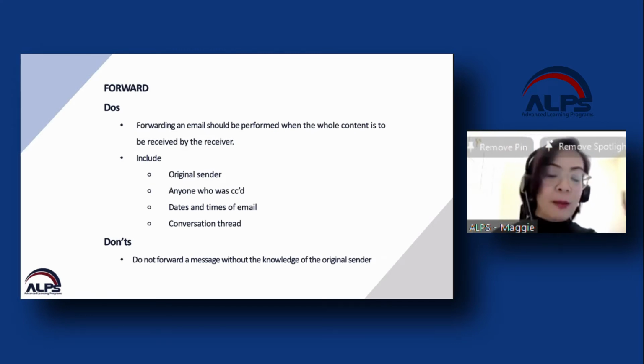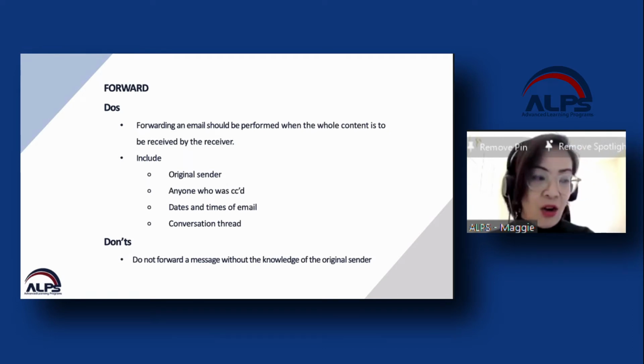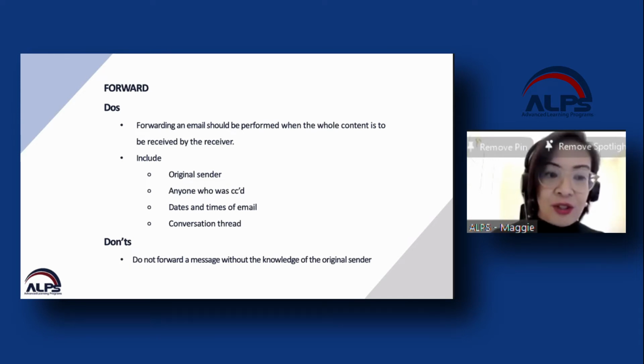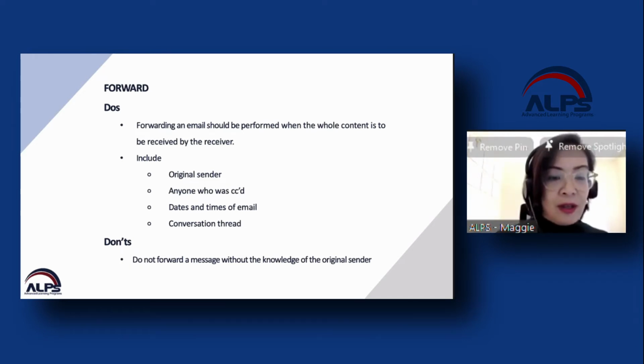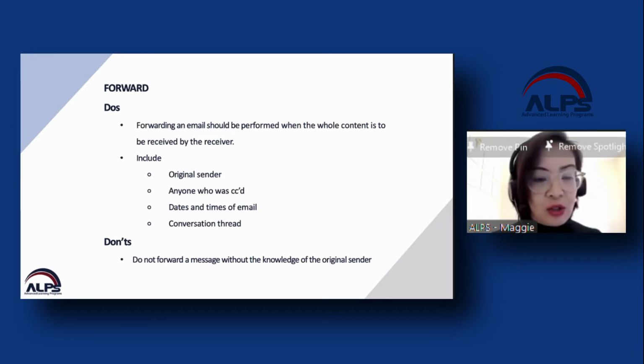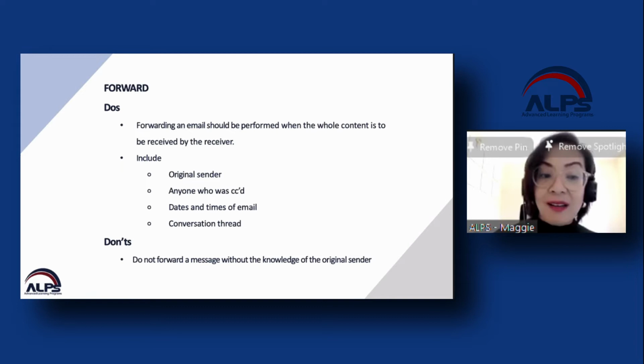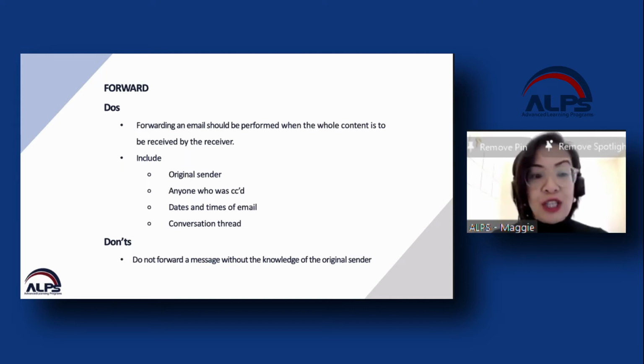Diba? For example, galing siya sa Office of the President. Naka-CC lahat ng managers. And then it was forwarded to your Leo. If the names of the managers were deleted, the people from that specific Leo can forward it again to their manager, thinking na baka hindi pa nila nare-receive yon. All right? So keep the names in the email when you're forwarding it. Also, keep the whole conversation thread.